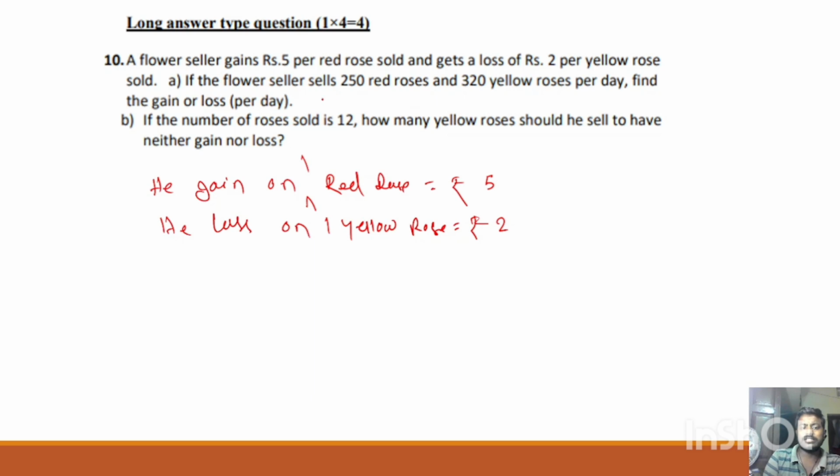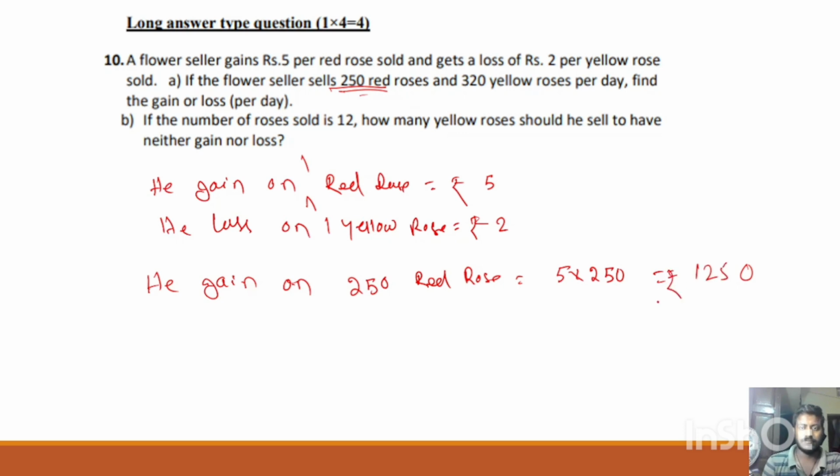Then if the flower seller sells 250 red roses, then how much does he gain? Now he gains on 250 red roses is equal to 5 into 250. Yes or no? So answer is 1250. Means he gained when he sold 250 red roses, then he gained 1250 rupees.